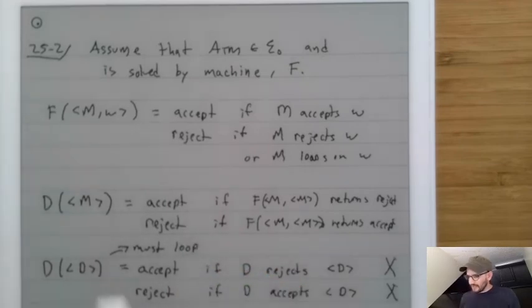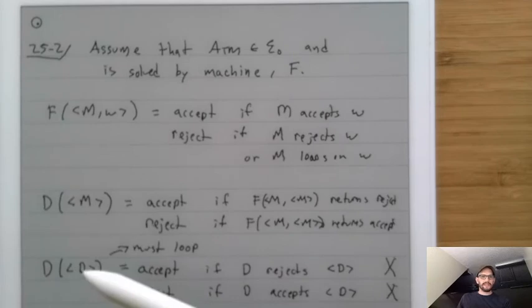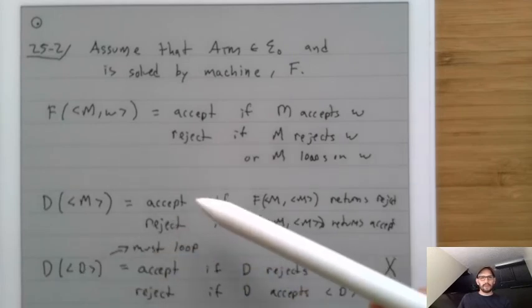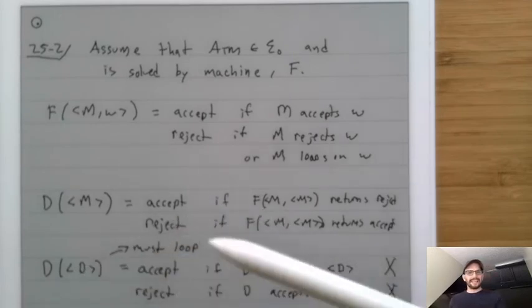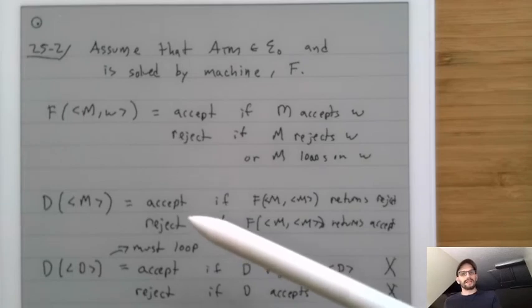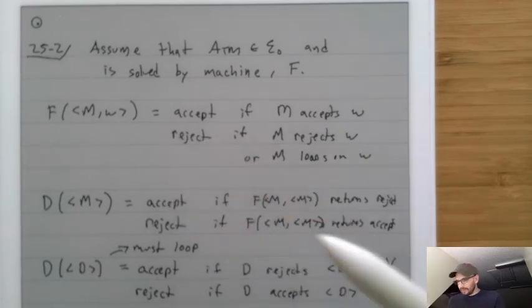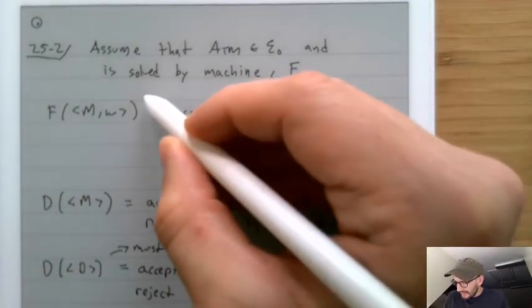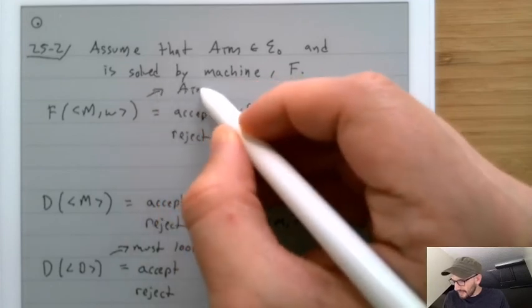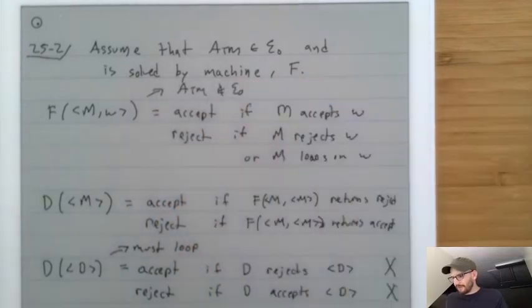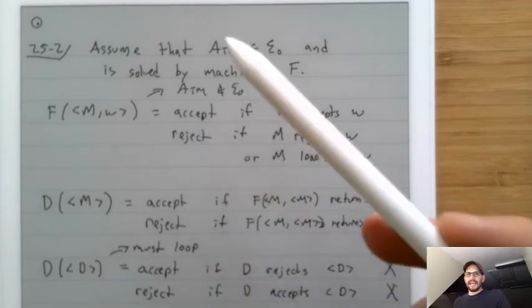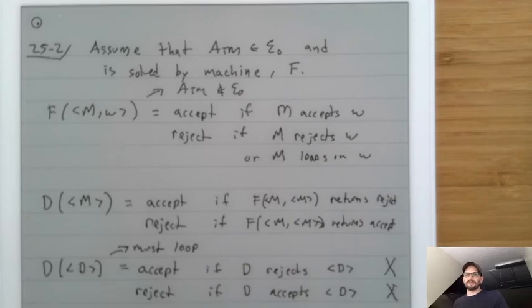Well, if it must loop, then that means that something inside of the implementation of D loops. Well, we can just look at the implementation of D and we can see that it can't loop, right? The only way it can loop is if F loops. But the only way F loops is if ATM is not inside of sigma 0. And so this shows that it is not the case that ATM is inside of sigma 0. ATM must not be inside of it.